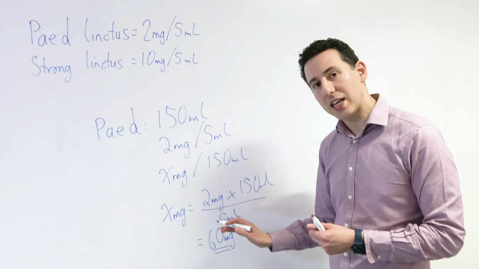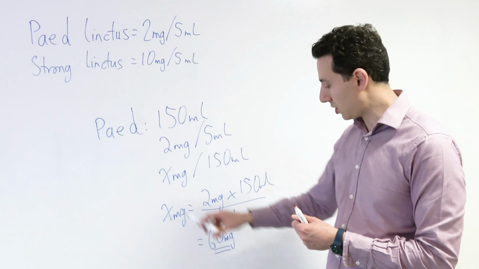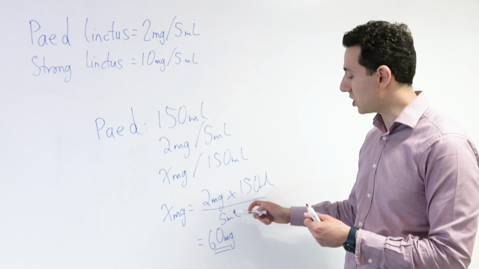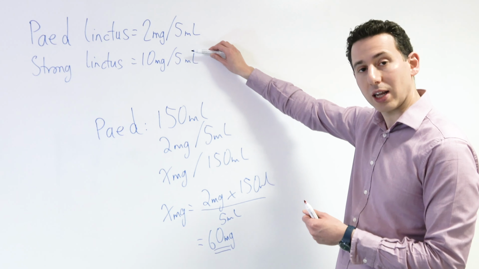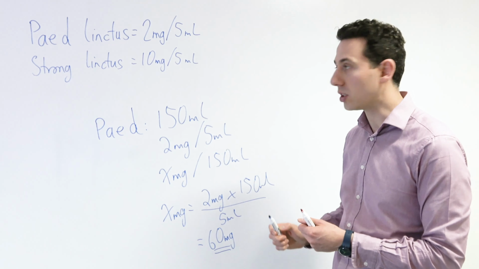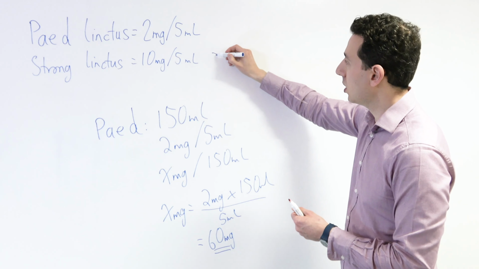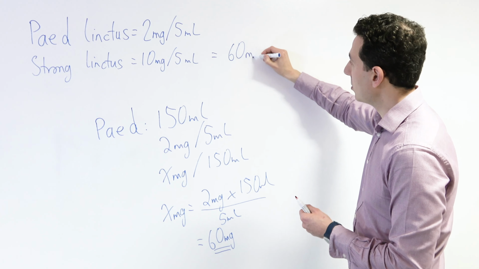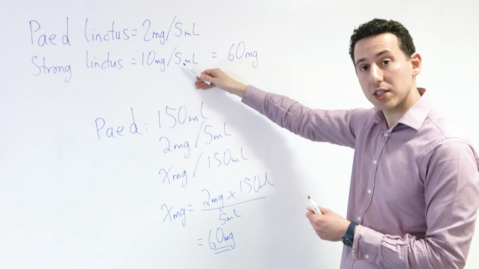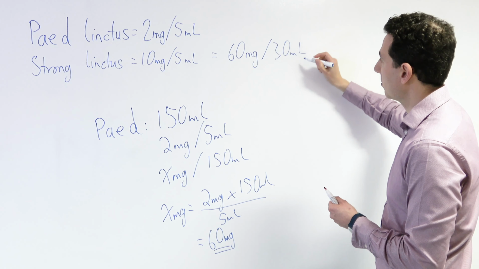And what that information tells us is that when we give this patient 150 ml of paediatric linctus, they're receiving 60 milligrams of Volcadine. What we then have to do is say, well, how many mils of strong linctus do we need to give so the patient gets 60 milligrams of Volcadine? The strong linctus is 10 milligrams in 5 ml, and therefore 60 milligrams. So it's multiplying this side by 6, so we multiply this side by 6 in 30 mils.